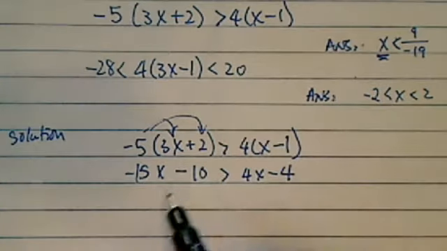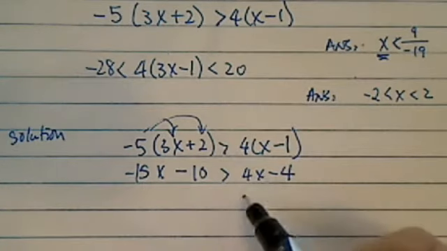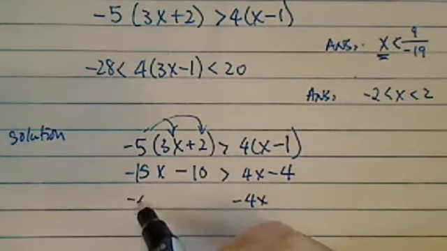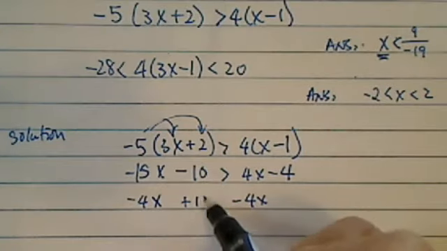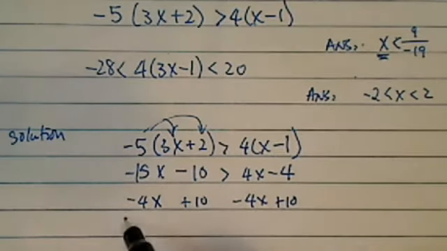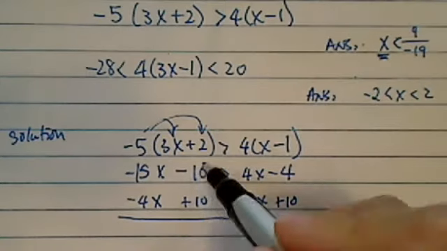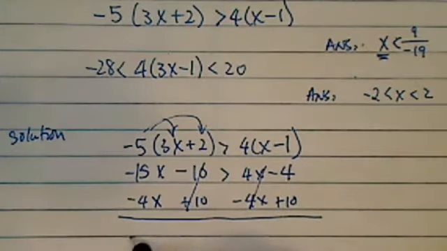Okay. Here, I'm going to get x onto the left-hand side. I'm going to subtract 4x on both sides, and I'm going to add 10 on both sides. You can do this in 2 steps, but here I choose to do it in 1 step to make it a little quicker. So you have minus 19x over here. It's bigger than 6.